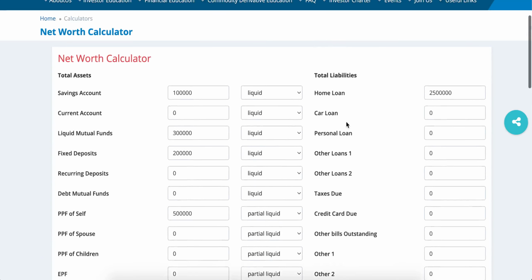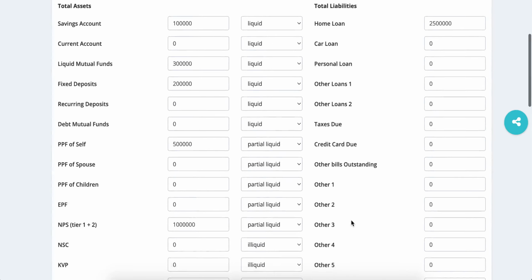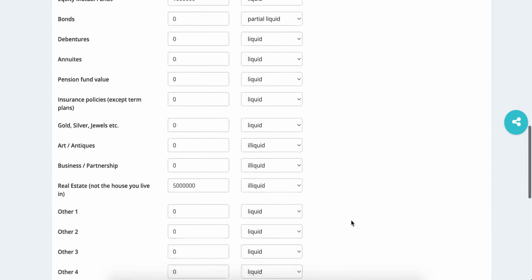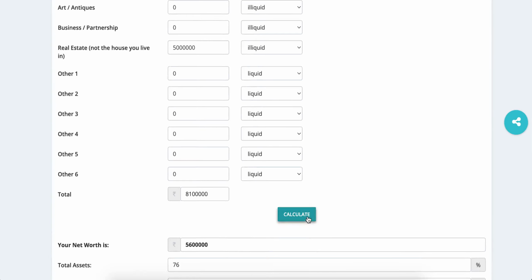On the right panel, you have the total liabilities. So you have things like what is your outstanding home loan, car loan, personal loan, credit card dues, etc. So once you enter all these numbers, you can go ahead and calculate the net worth. It will tell you the net worth.